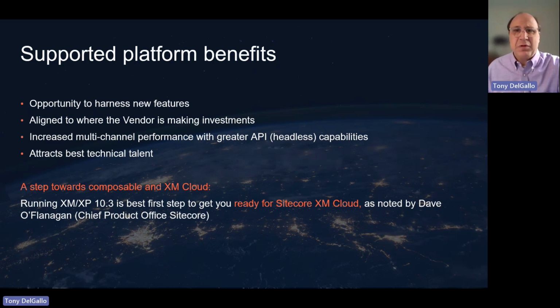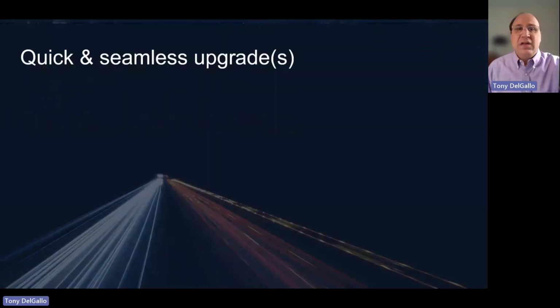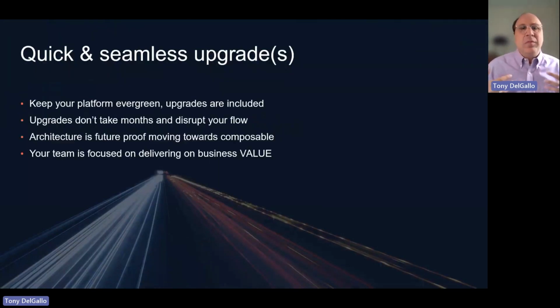Again, part of having a supported platform is you're going to have quick and seamless upgrades. You're going to be able to make sure you're always evergreen. You're always on the latest version. Upgrades don't take months to disrupt your business. In other words, you don't have to have outages for a month, right? The architecture is future-proof. You want to make sure you're using maybe the app services versus traditional on-prem solutions. We want to make sure your architecture is future-proof.